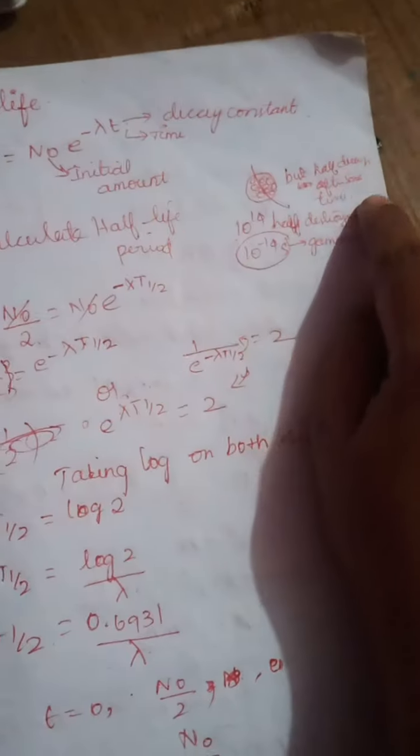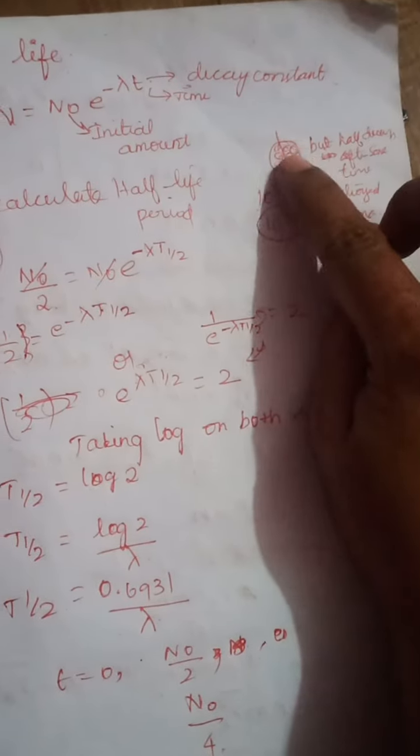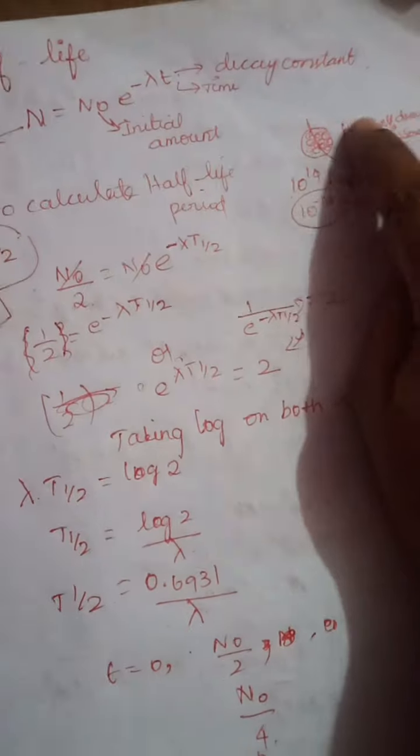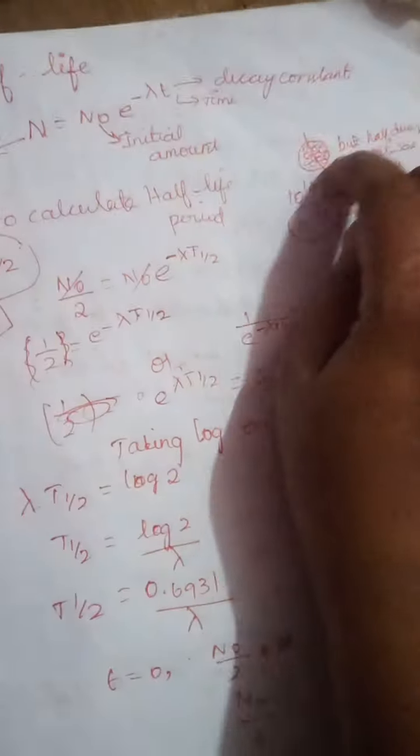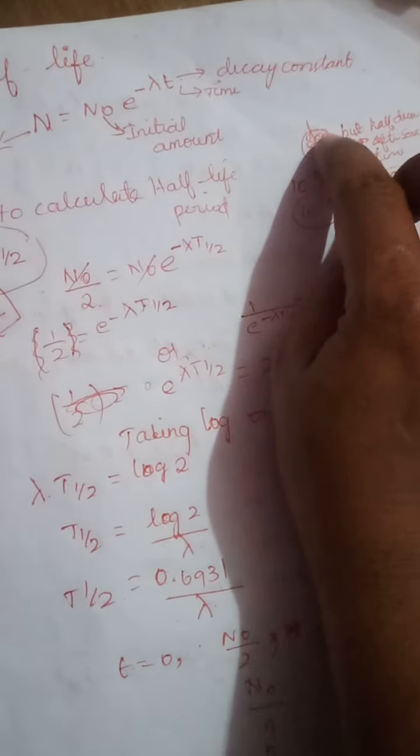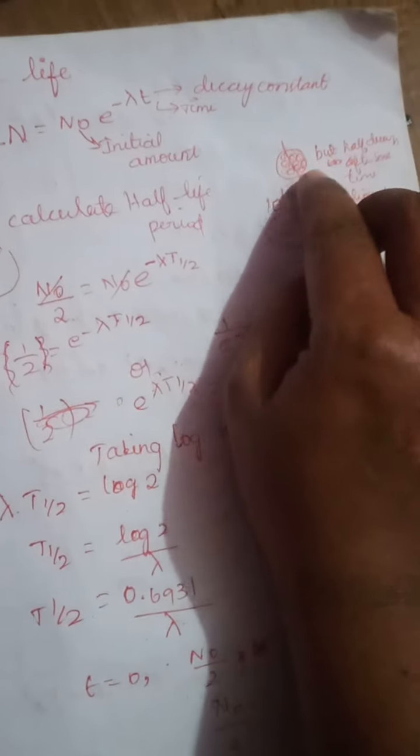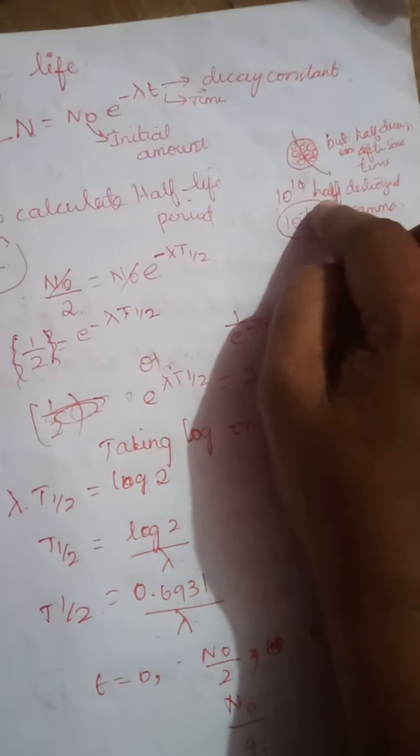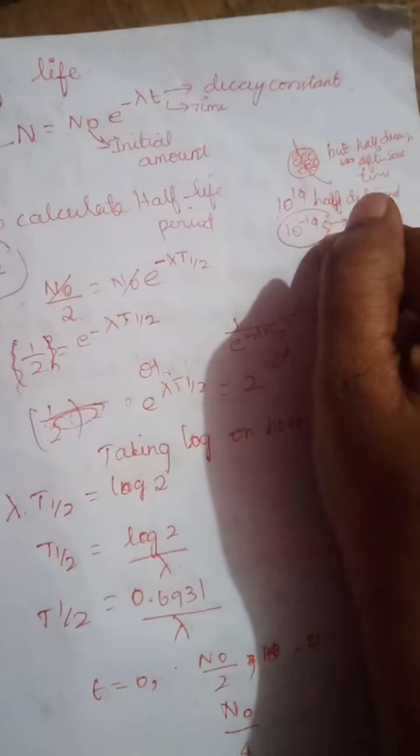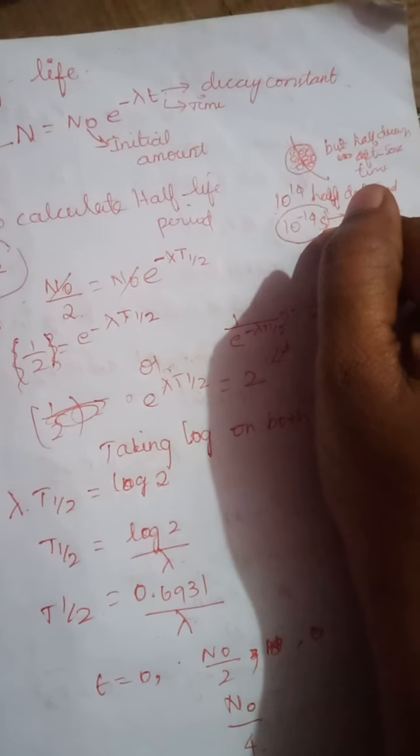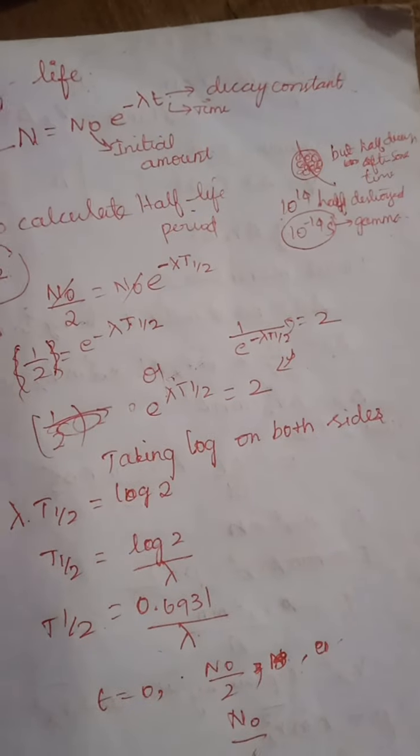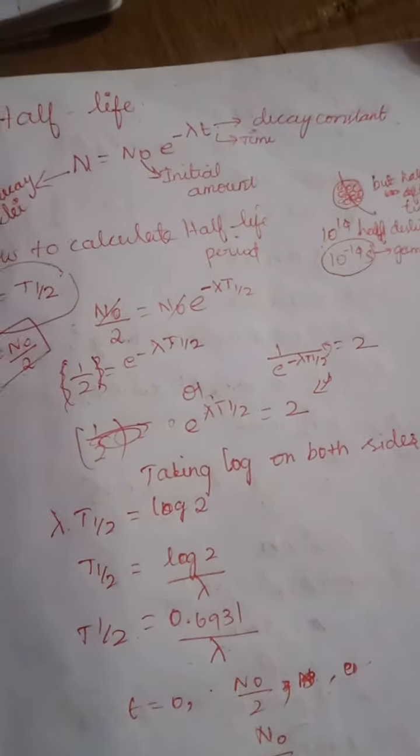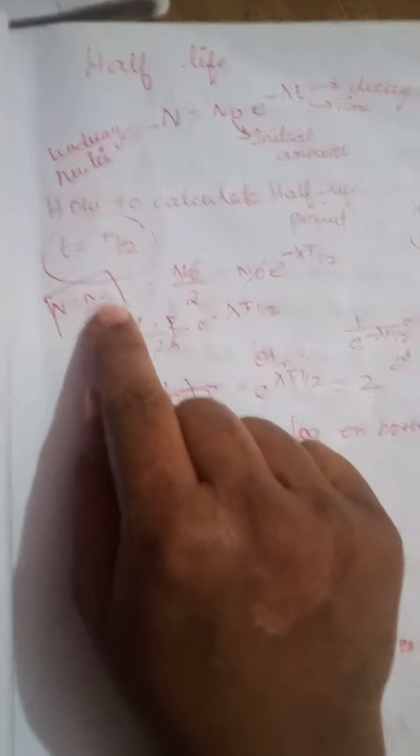First, t is equal to t1/2. For example, if I have a number of electrons in a ball shape, they will be reduced to half. That is 10 to the power 14 years for some, and some radioactive nuclei will have 10 to the power minus 14 seconds. Now N is equal to N0 by 2.